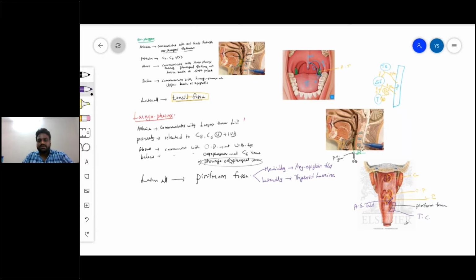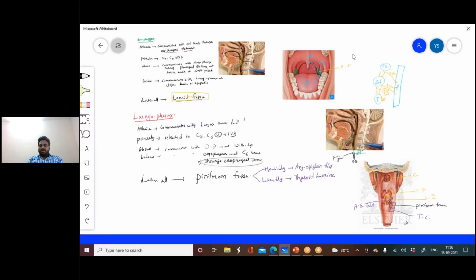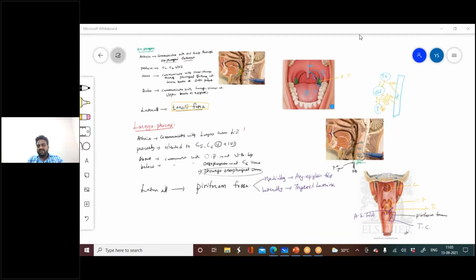So these are the boundaries, and these are the features of the inlet of the larynx. Once again, I'm trying to show you all the features and quickly revise in 2 minutes, and then I will end the class.